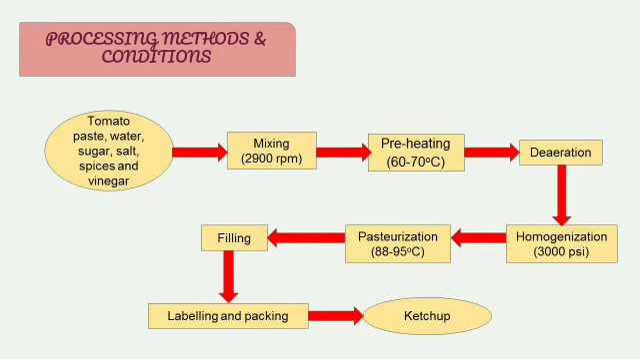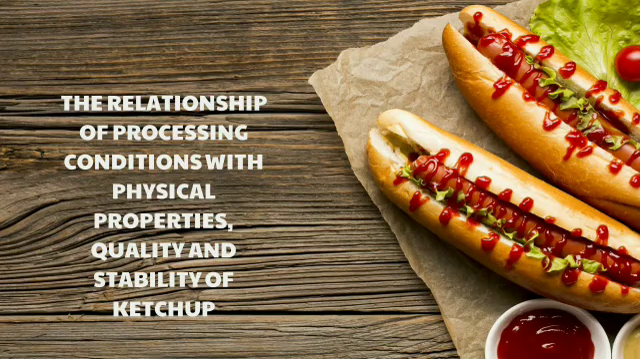Thirdly, it will undergo a deaeration process to remove all the trapped bubbles. And now it will undergo homogenization at 3000 psi. Next, the tomato ketchup will undergo pasteurization at 88 to 95 degrees Celsius. Subsequently, the ketchup will undergo filling, labeling and packaging into a suitable container such as a plastic bottle or glass bottle. And finally, we will have the final product, which is tomato ketchup.